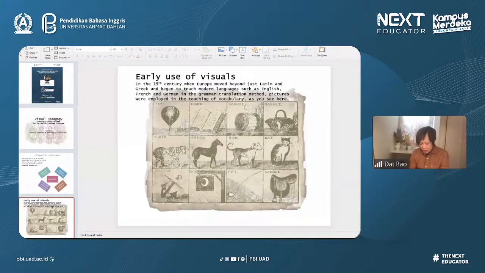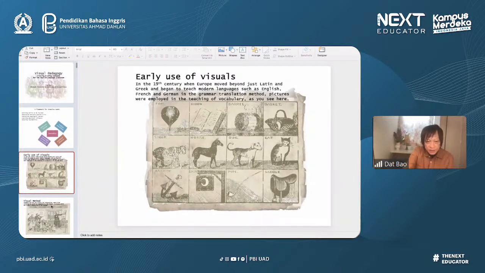Now, the use of visuals has been around for several hundred years, since humans started to learn not just living languages, but languages like Greek and Latin. Earlier documentation of the use of visuals has been found even in the early 19th century. When people started to learn words from another language, these are real cards that teachers back in the old times used to teach vocabulary.